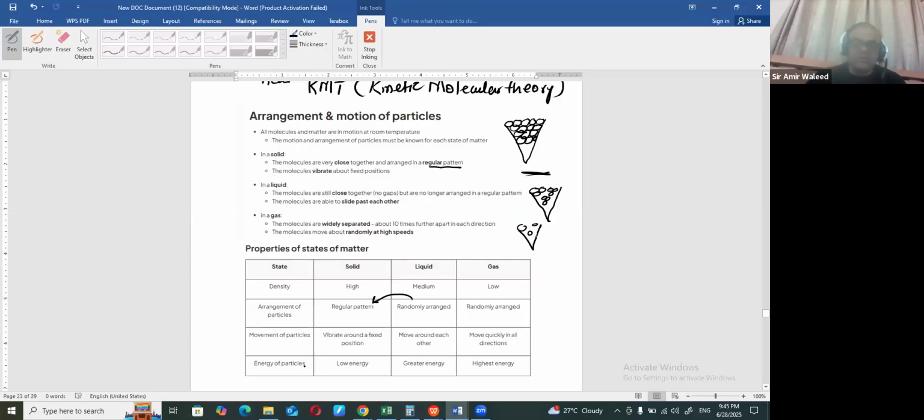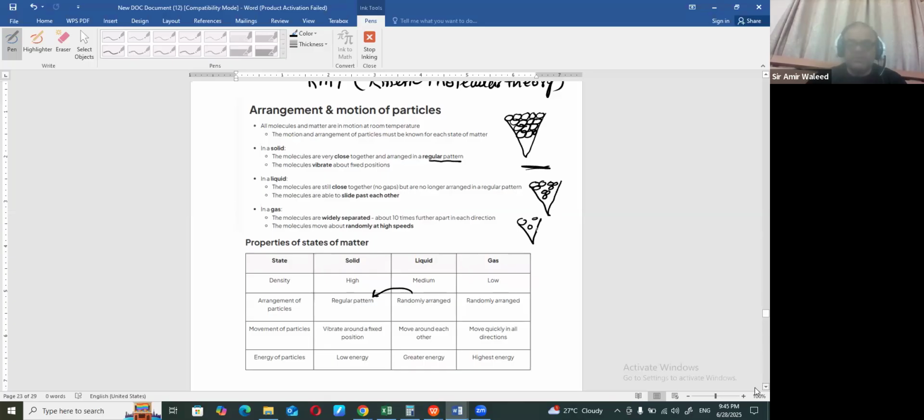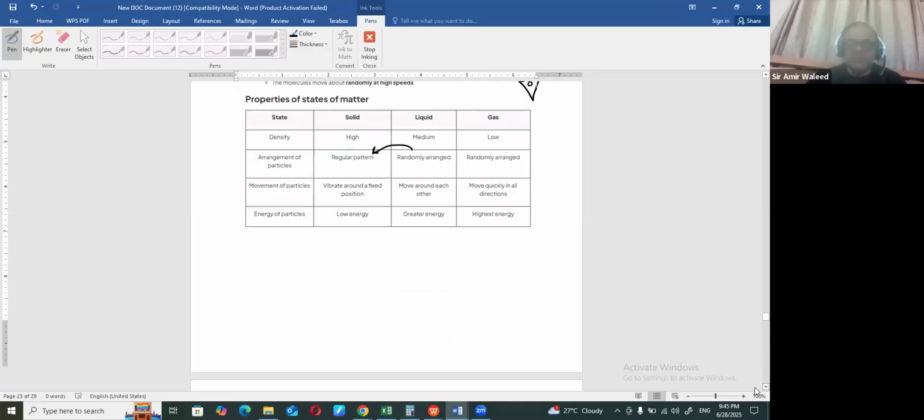In case of solid, they have low energy because they are very nearby. Liquid particles have greater energy. And the gas particles, because they are quite far away from each other, have the highest energy, right? So this is the point.